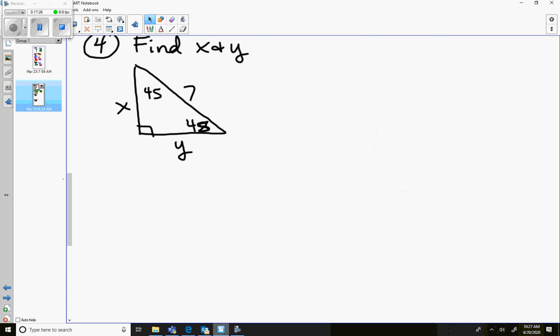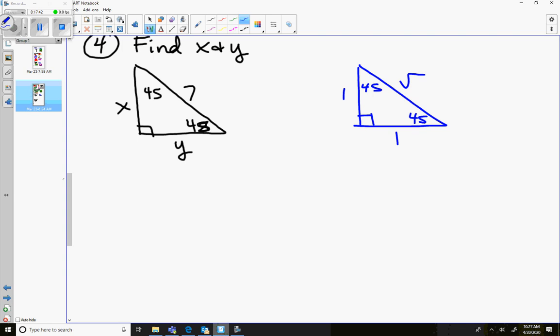So number 4, find x and y here. We have a 45, 45, 90 triangle. So draw your standard 45, 45, 90 triangle to look exactly like the one that's given. So 1, 1, square root of 2. Now it's still just proportions. Again, you can do the scale factors, but I'm going to teach proportions. So, you know the hypotenuse here, 7 is to the square root of 2 as side x is to 1.